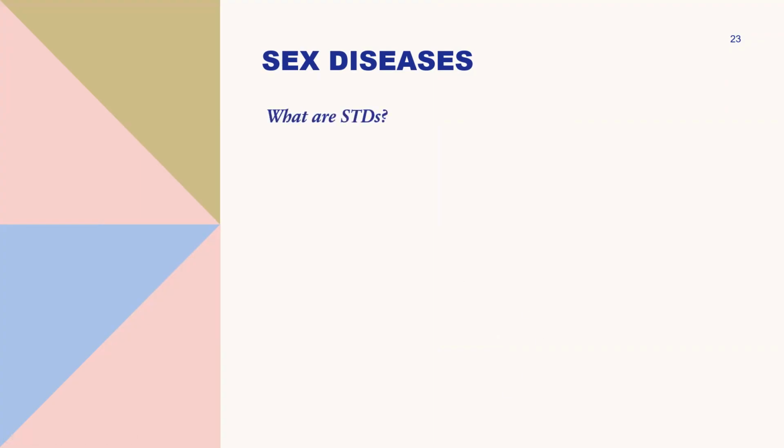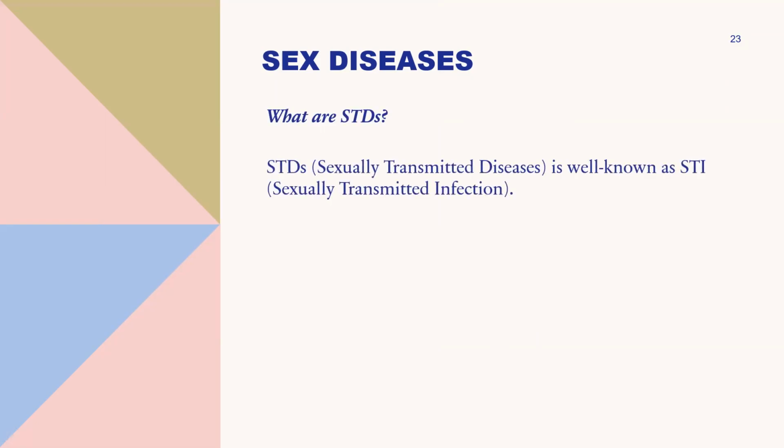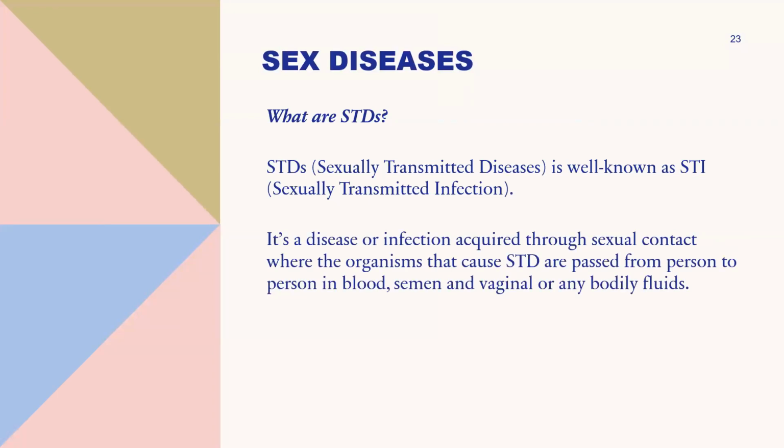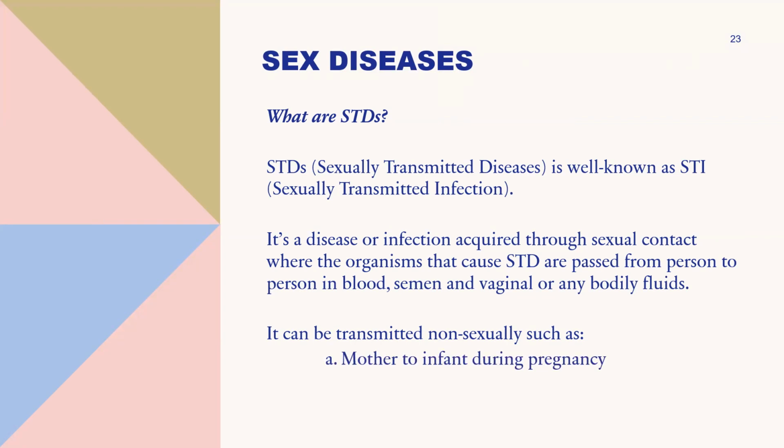One of these is what we call STDs. STDs are sexually transmitted diseases, also known as STI or sexually transmitted infection. It's a disease or infection acquired through sexual contact, where the organisms that cause the STD are passed from person to person through blood, semen, vaginal or any bodily fluids. But it can also be transmitted in a non-sexual way, such as from a mother to her baby during pregnancy, or through blood transfusion.